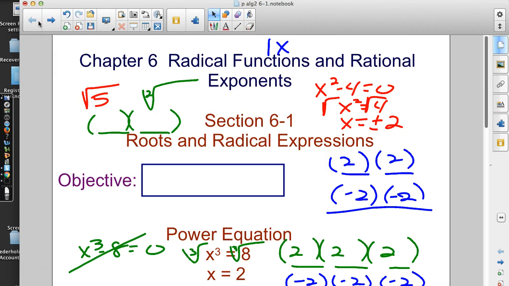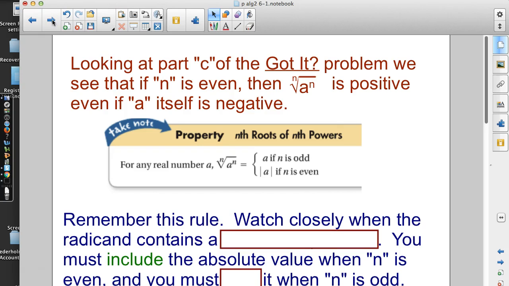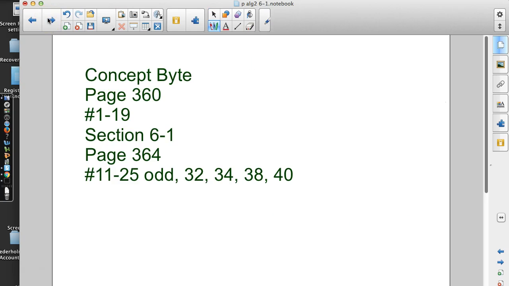We already did that yesterday, and we didn't get far enough to do those two. So we're going to do section 6.1, page 364, 11 to 25 the odds, and then 32 and 34.